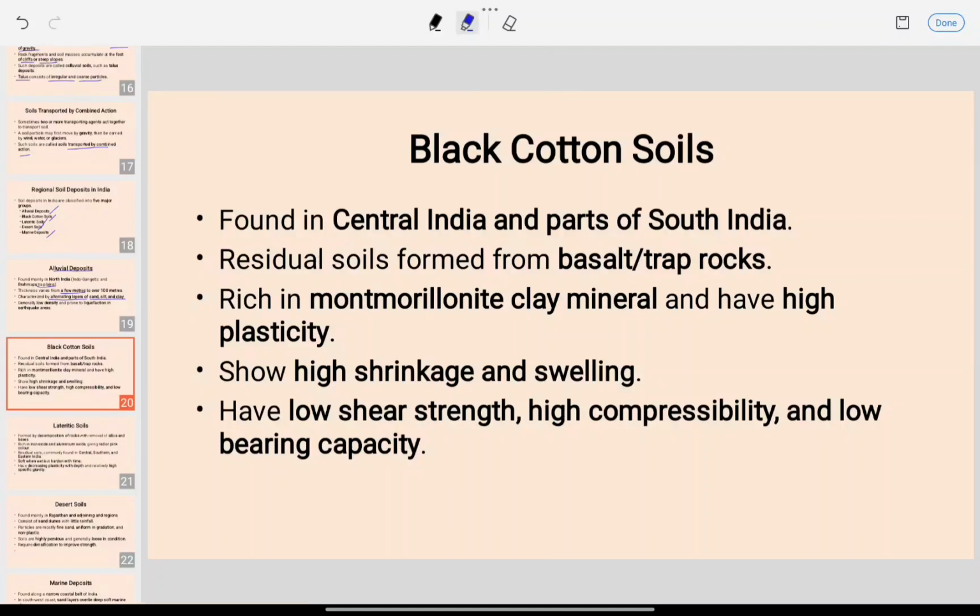Next, let us move to another important soil type in India known as black cotton soil, which is very significant from a geotechnical engineering point of view. These soils are mainly found in central India and parts of South India. Black cotton soil is a residual soil formed by weathering of basalt or trap rocks. These are rich in montmorillonite clay mineral and have high plasticity.